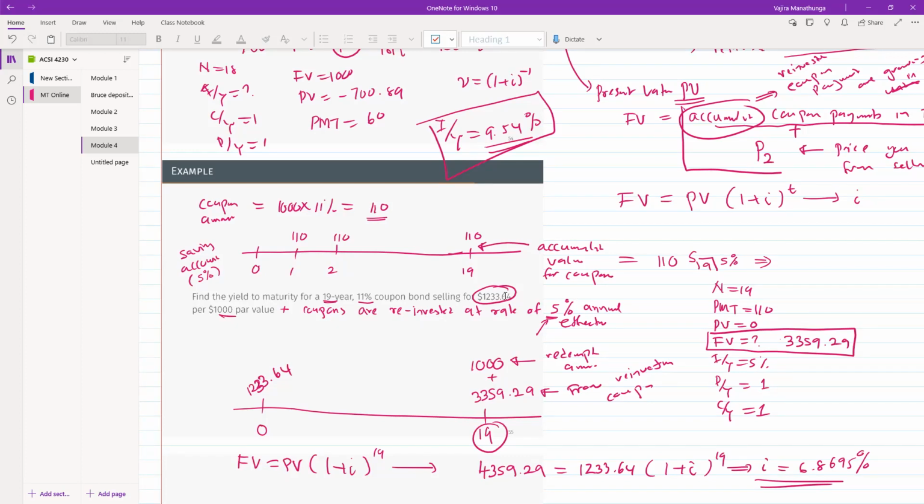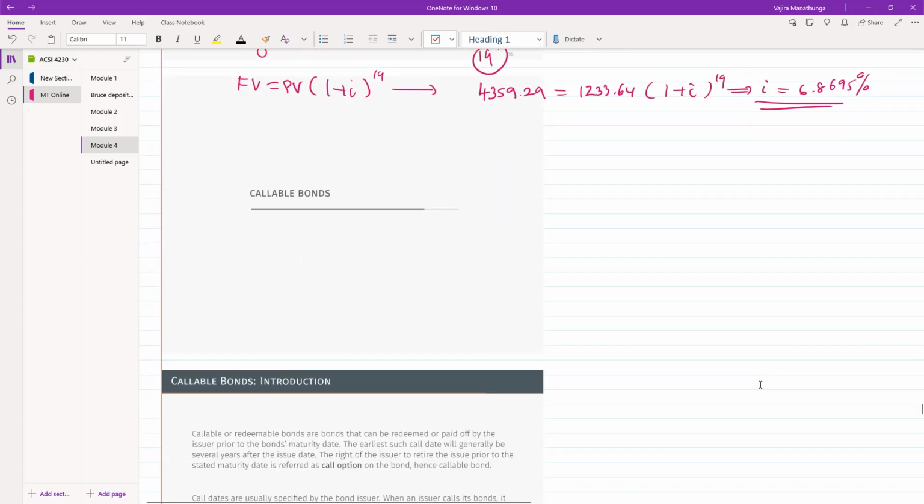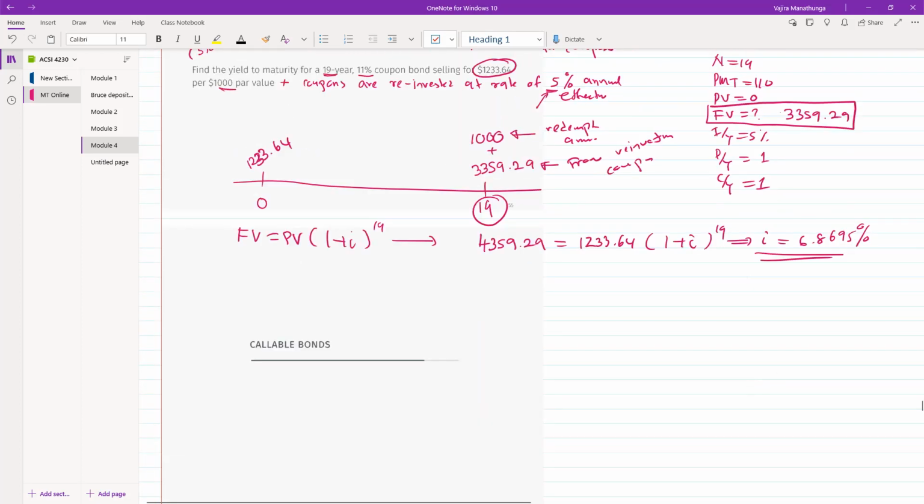So this is the approach you use. In this case, we assumed the modified problem, that coupons are reinvested at a rate of 5%. Then we would get this kind of yield rate. Okay, so let's meet again in the next video.